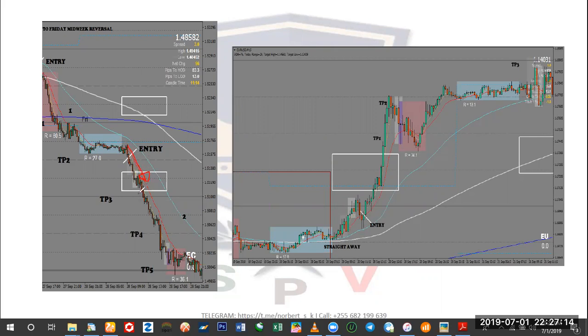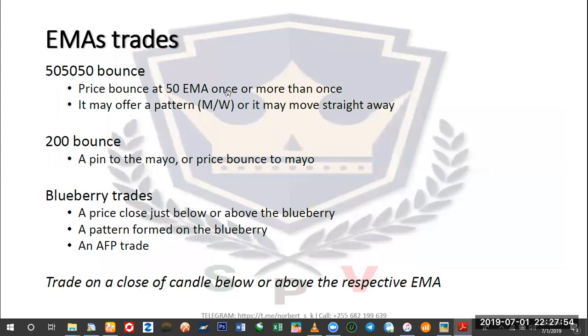So these are the kinds of trades that I do not take, and I don't advise you to take them. The entry is the same. The dealer has closed the candle below the 5 and 13 and below the Asian low. So this one will be your entry. This one was a straightaway, but then he came back for a pullback to the 50. So he gave us what we call a 50-50 bounce trade. This one was also a straightaway. So these are the types of trades that I do not advise you to take.